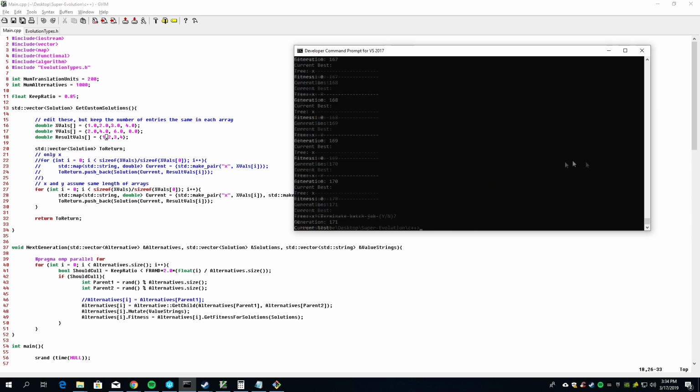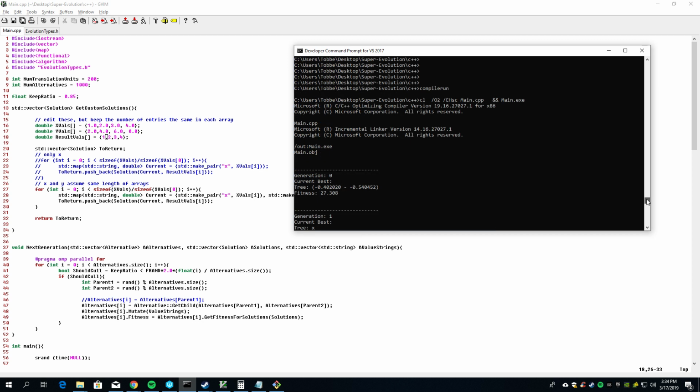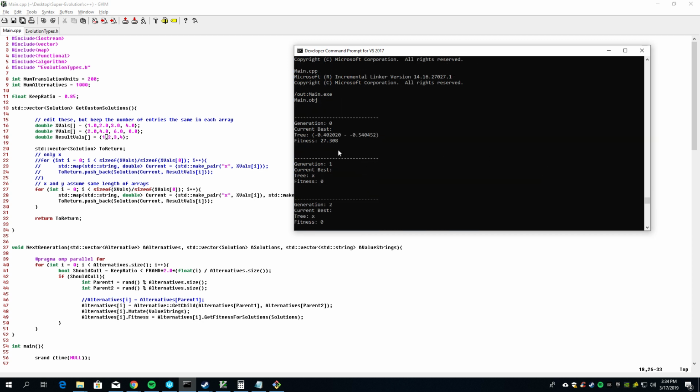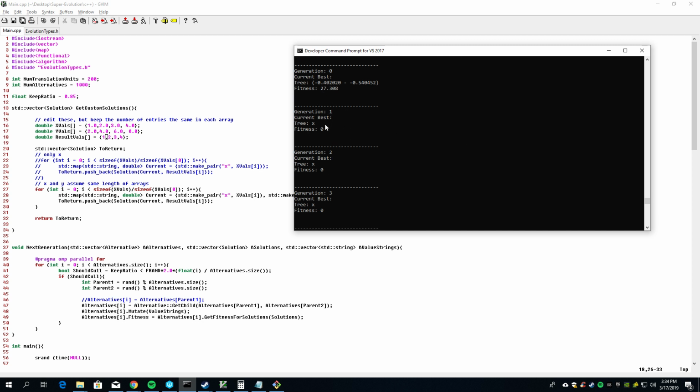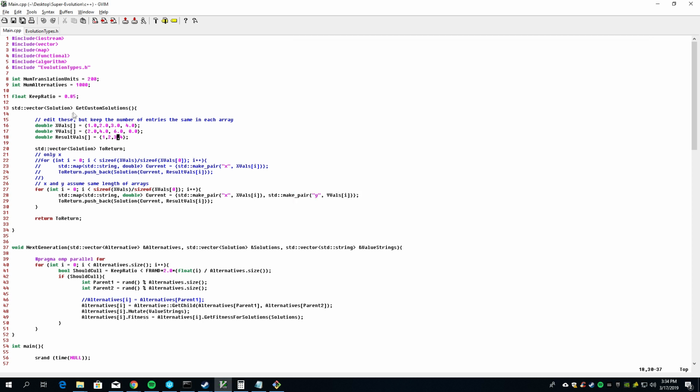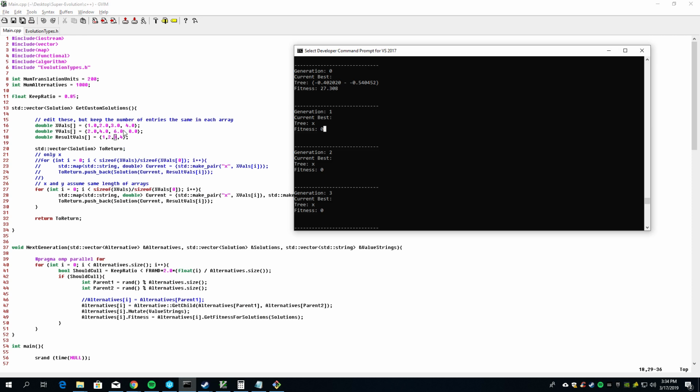After one iteration or so, actually the second iteration, it finds that result equals x, a perfect fitness. Lower fitness is good, because that means the distance is very low between the results and our equation running on the input data.